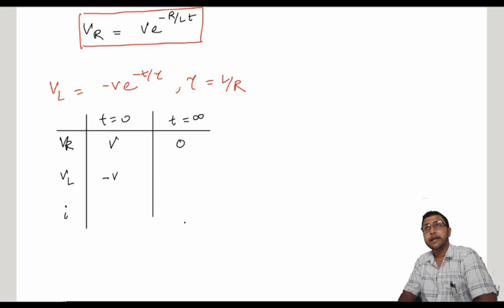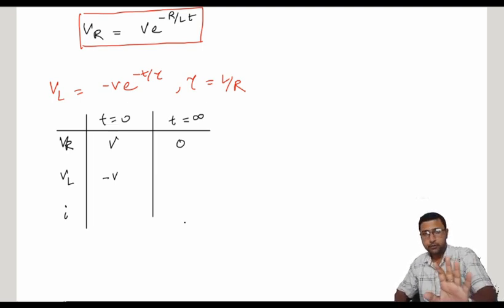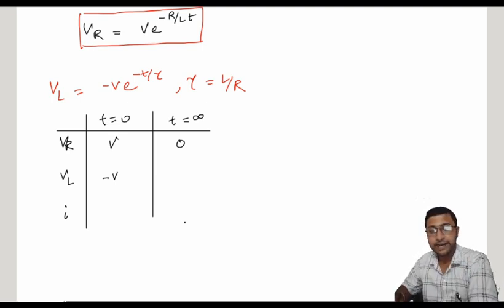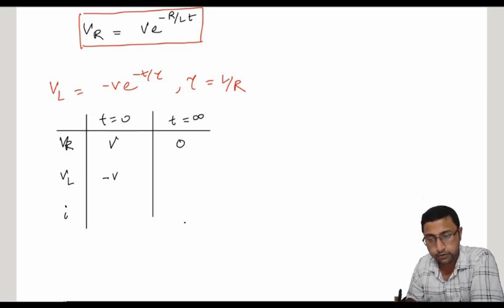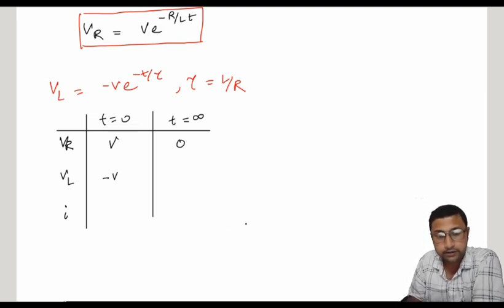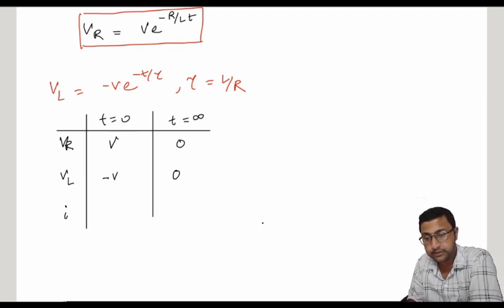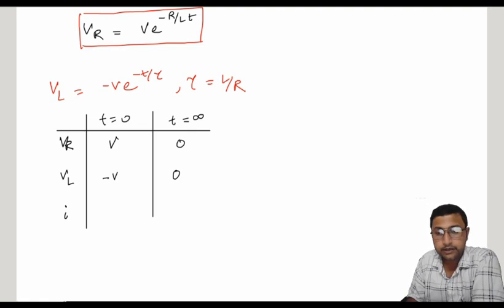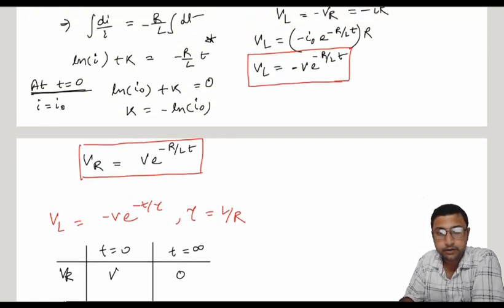And the value of VL at t equal to 0 will be minus V. I am going into details in sometime later. VL equal to minus V at t equal to 0 and at t equal to infinite the value will again be 0. And in the expression of I, what you can see, this is the expression of I.